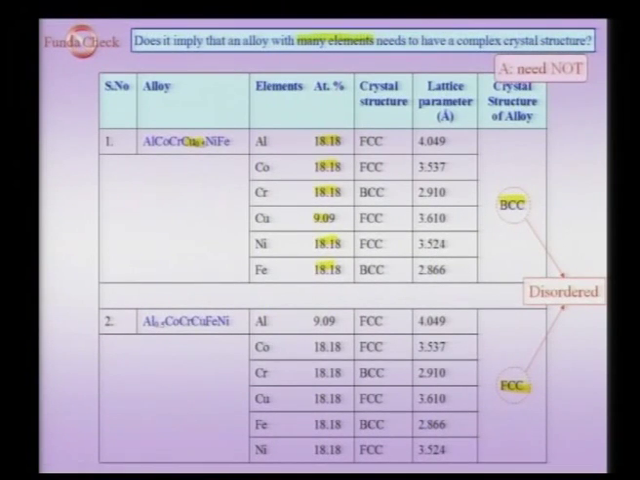Of course, it cannot be an ordered structure, it has to be a disordered BCC or a disordered FCC into which these many elements crystallize. This automatically implies that I am now talking about a probabilistic kind of definition of the crystal, but nevertheless the crystal structure is very simple in spite of the fact that I have added so many elements.